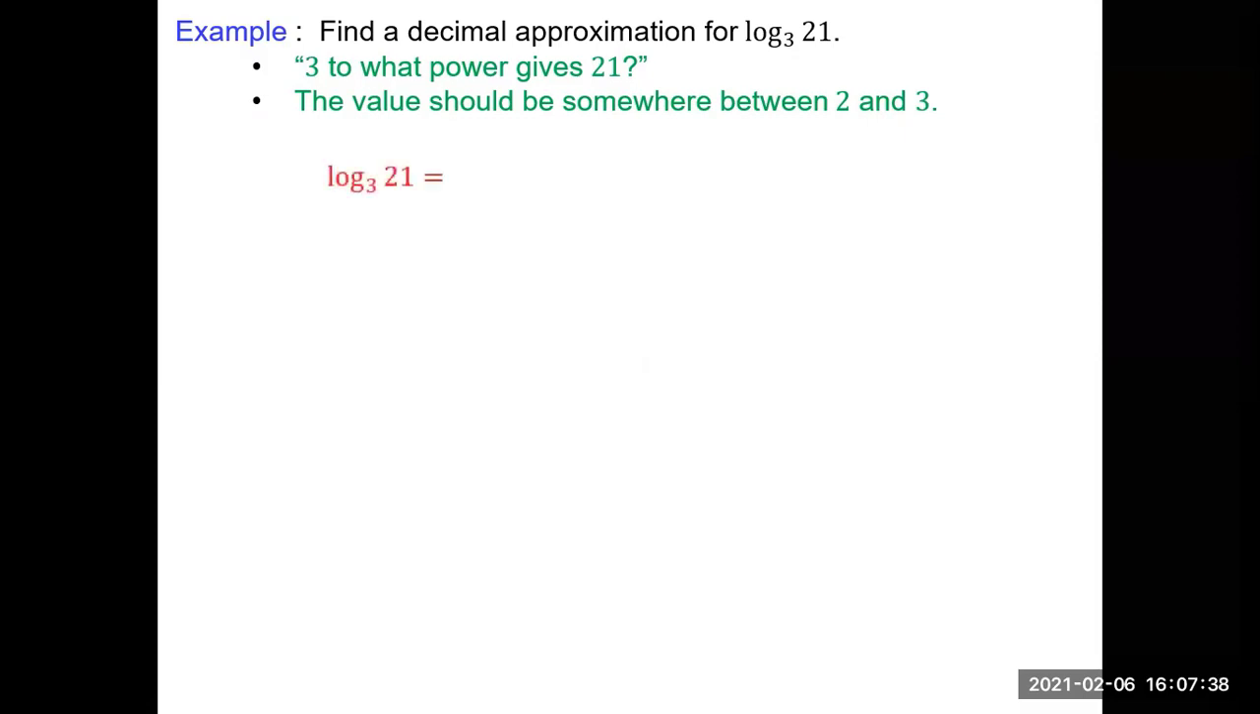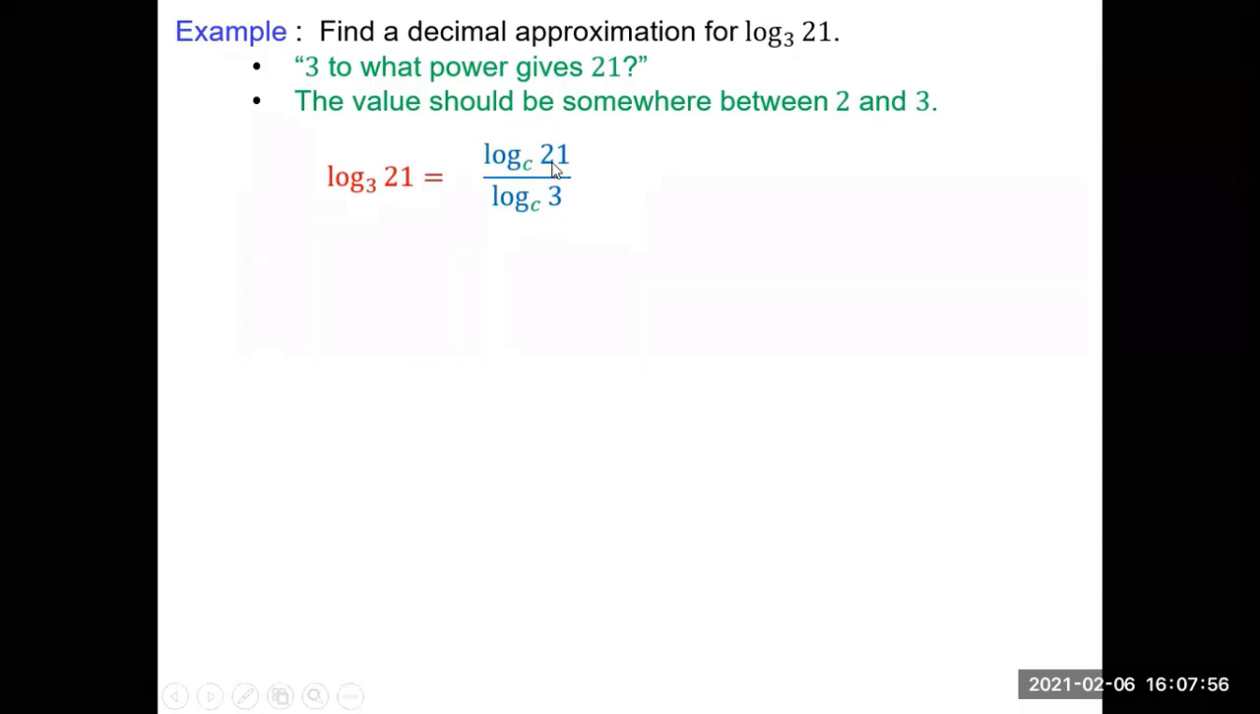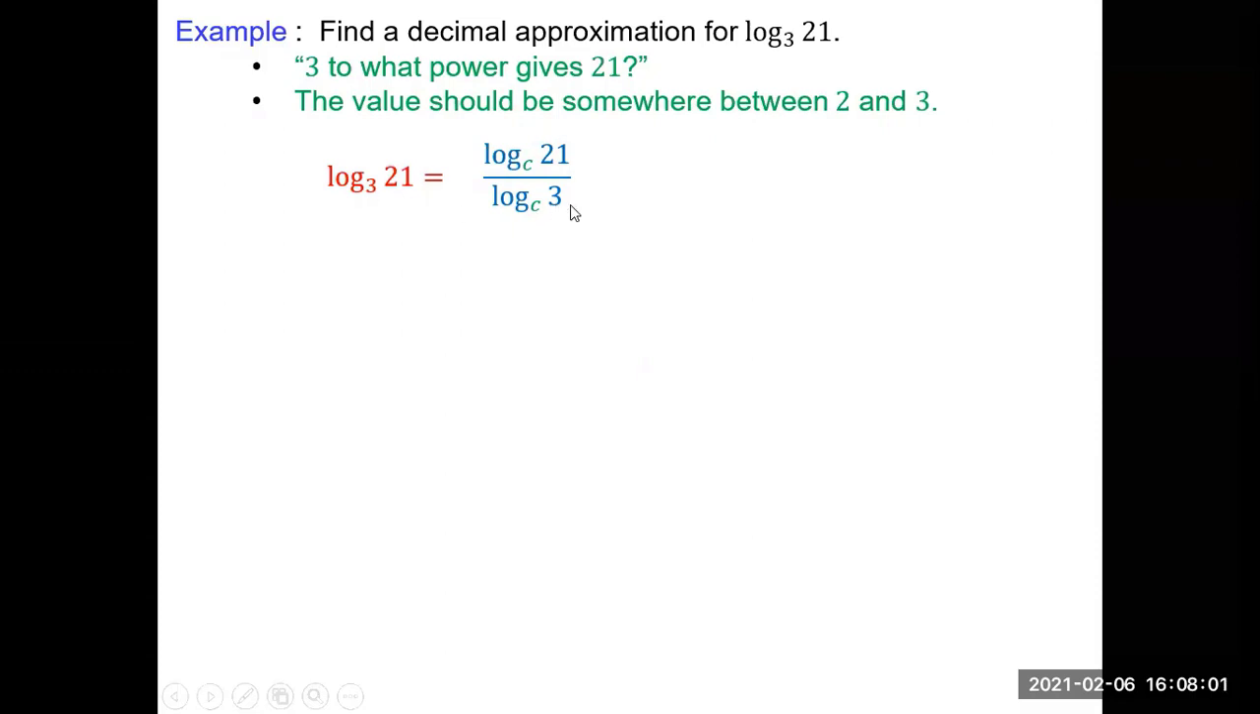Well, log base 3 of 21 has a base of 3, and oftentimes in a calculator, we don't have a button that will allow us to calculate a base of 3. So instead, we're going to use the change of base formula to change this base to something other than 3. So we take log base c of the argument over log base c of the base. So just remember the base goes on the bottom. Now we could choose 10 or e because those buttons are in our calculator. So I'm just choosing it to be log 21 over log 3.